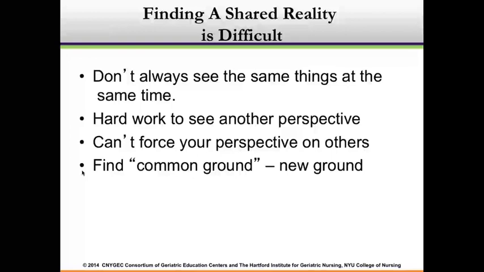And so you need to be aware that your patients may have a completely different perspective than you do on their illness, on what's going on for the day, what they want to have accomplished in their time with you. All of those things are different. And we need to find what we call common ground.